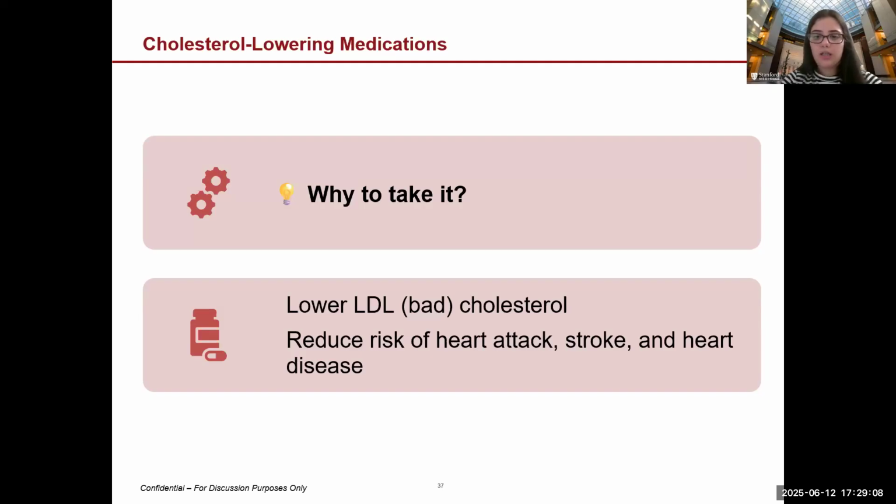So why are they taken? Because they will lower the LDL or the bad cholesterol, as well as they reduce the risk of heart attack, stroke, and also heart disease.